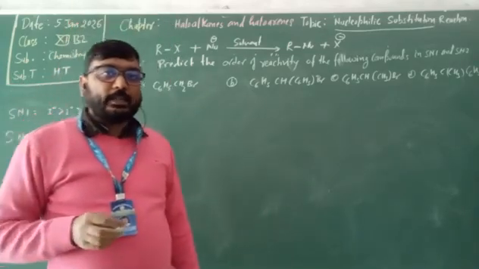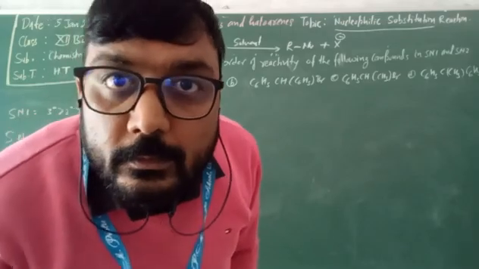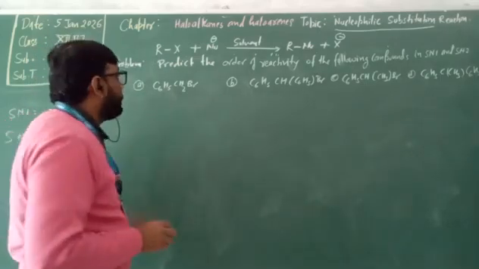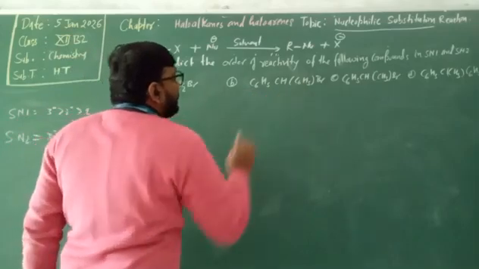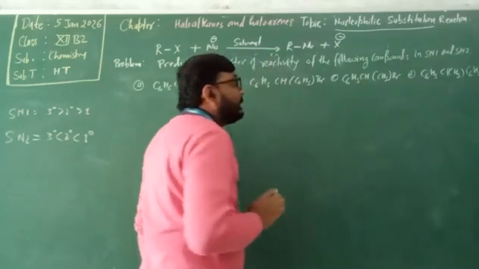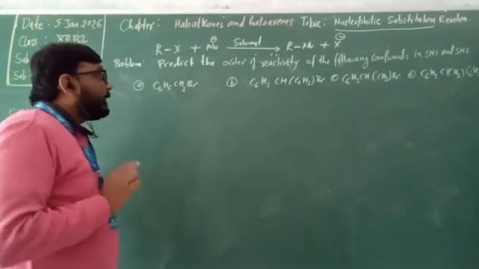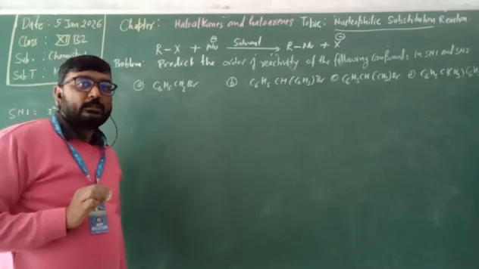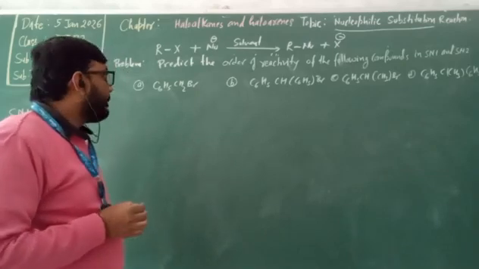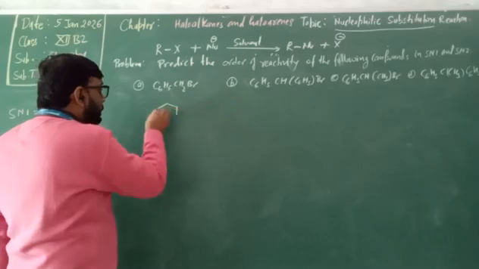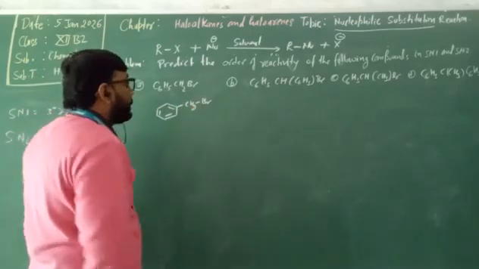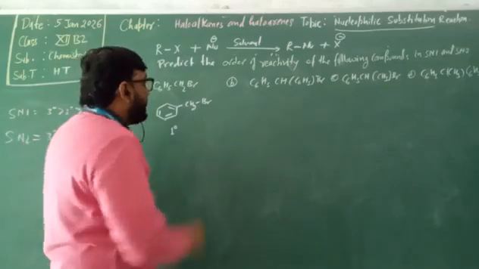Now let us see another problem. C6H5CH2Br, C6H5CH(CH3)Br, C6H5C(CH3)2Br and C6H5Br. First of all, we need to identify the intermediate, whether it is 3 degree, 2 degree or 1 degree. When we look at it, C6H5CH2Br means it is a 1 degree, with only one carbon attached.